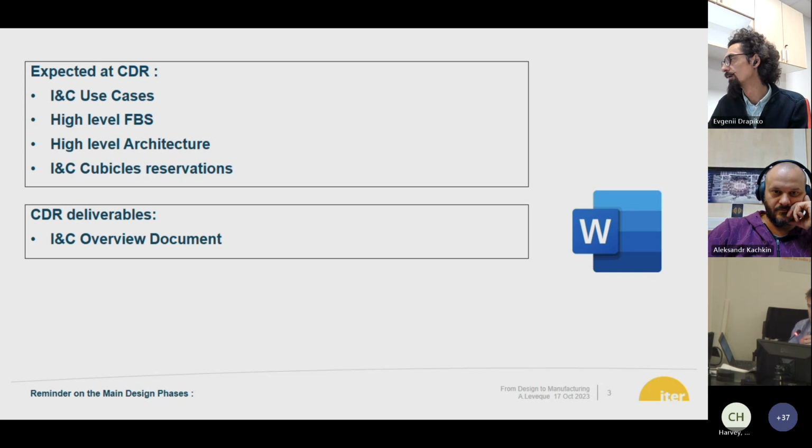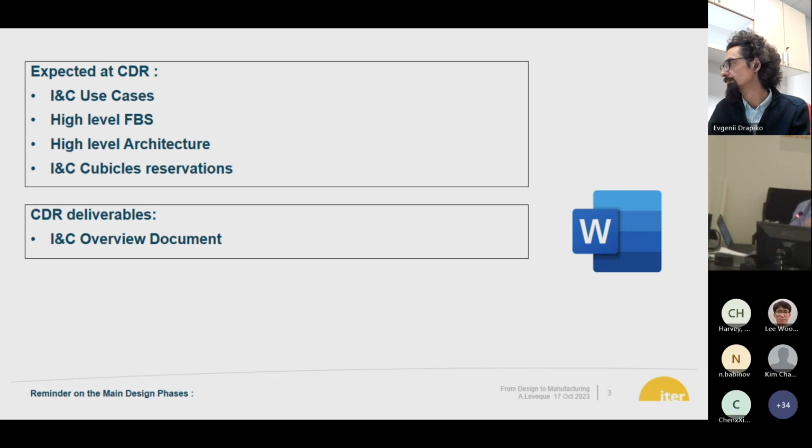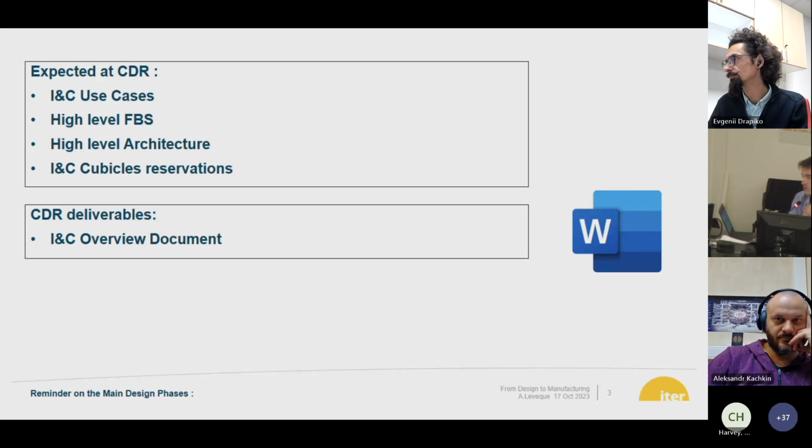We are still capable of getting a new cubicle or removing one, but now it's a much more complex system. So we really need to be careful from the very beginning of a system with these aspects. There is one deliverable, which is the INC overview document, which gathers all this information.